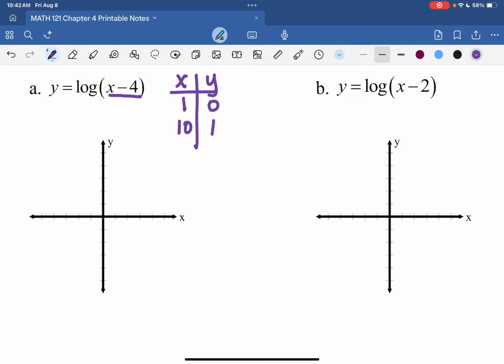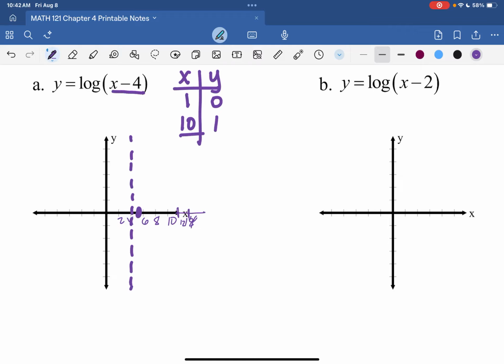Okay, so let's count by twos just to maybe get the whole thing on the graph at the same time. So if this is 2, 4, 6, 8, 10, 12, yeah, we'll have to go out a little bit. That's okay. 10, 12, 14. So we're going to go to the right 4 and put an asymptote. And then it goes through the point 1, 0. So about right there. And then you count 10 away from that asymptote.